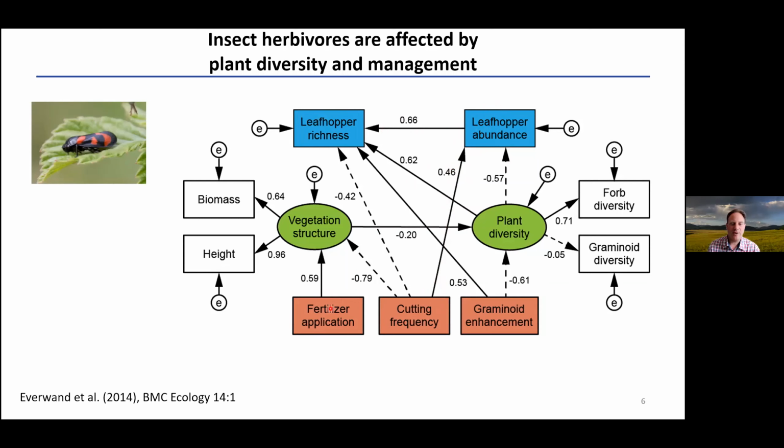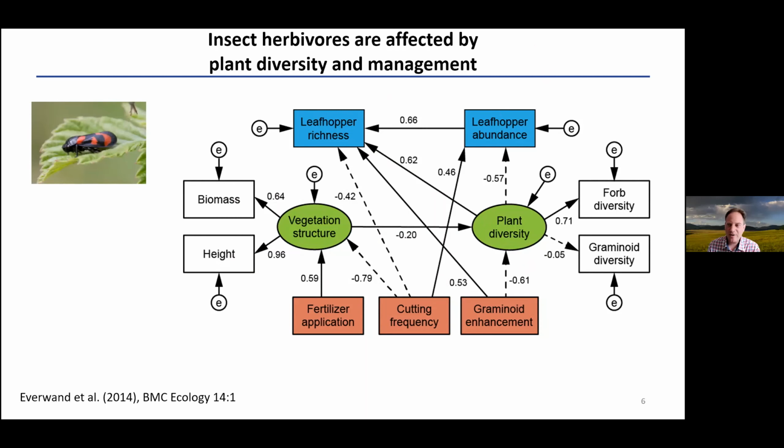And then there's one from fertilizer application having a positive effect on vegetation structure, meaning higher biomass and higher height here. And that one here, the higher the biomass, the higher the height, the lower the plant diversity, but the higher the plant diversity, the higher the richness. So you can see that this is all disentangled by this kind of model here. And you can spend a long time trying to understand it. The interesting thing is that it gives you a network perspective, and you start to think differently about these systems.